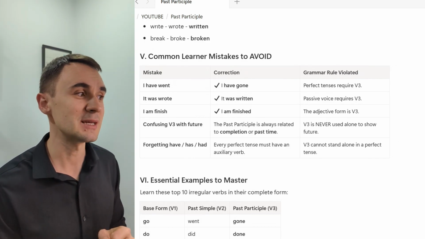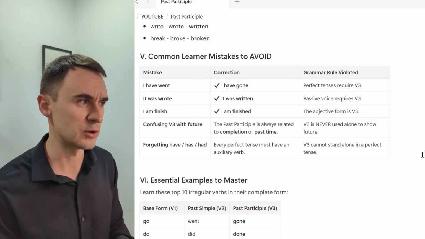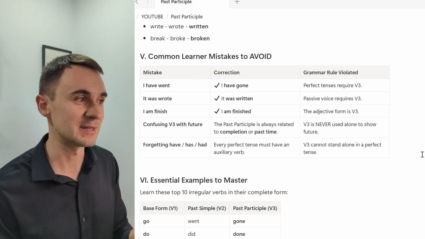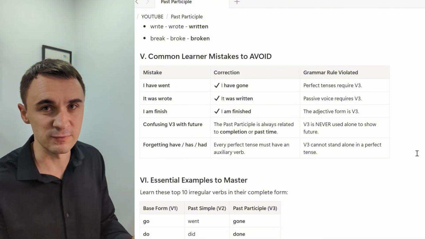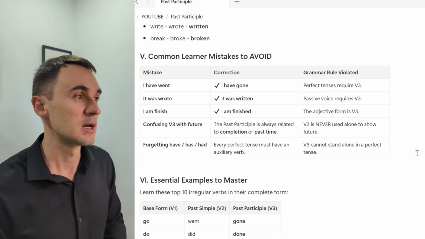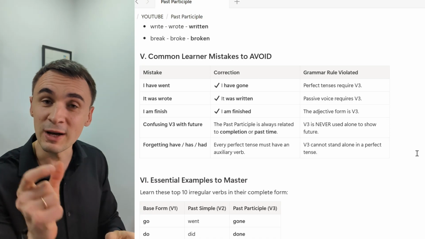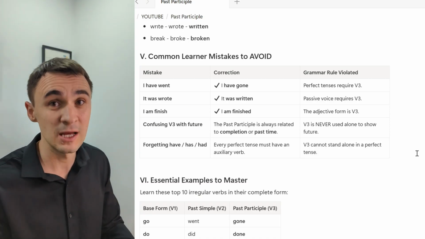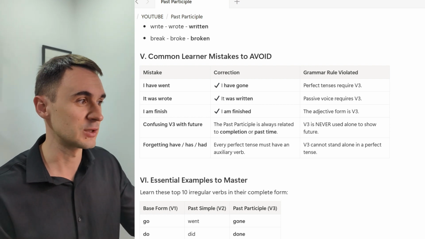And the last mistake is forgetting have, has, or had. Yes, very often. Every perfect tense must have an auxiliary verb, like a helping verb to form these tenses, right? So we cannot say just I written. Yes, very often students just forget to add have, has, or had to form the perfect tense, yeah? Don't forget that as well, okay?